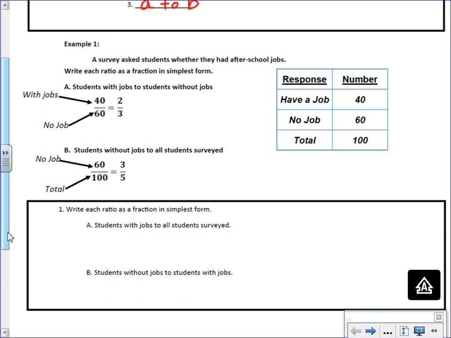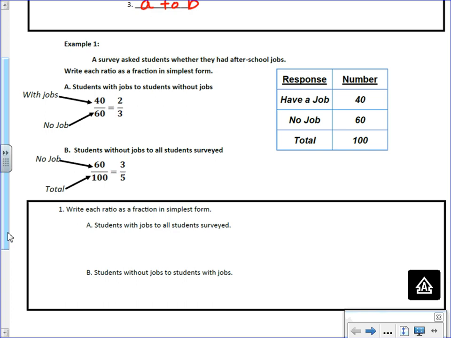So when you go to high school, you may have a job after school, right? Make some money, be able to pay for your gas, go to the movies, it's going to be great. So you're going to write each ratio as a fraction in simplest form. Always write in simplest form. Students with jobs to students without jobs. So basically, we looked over here. 40 have a job, 60 don't. So it's a 40 to 60 ratio.